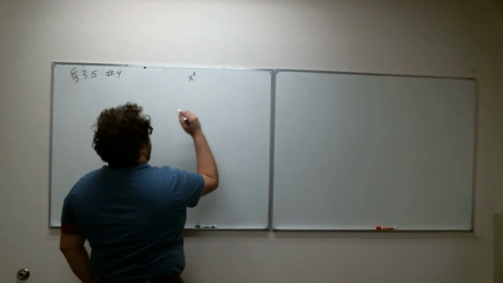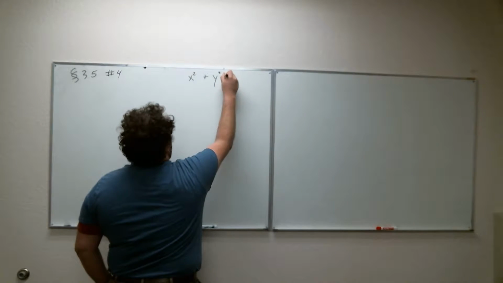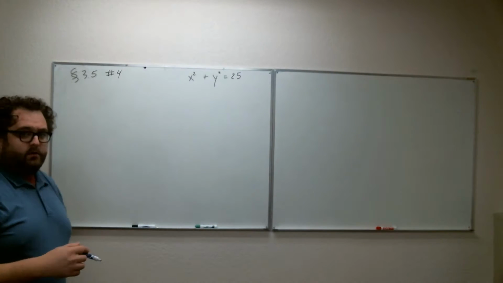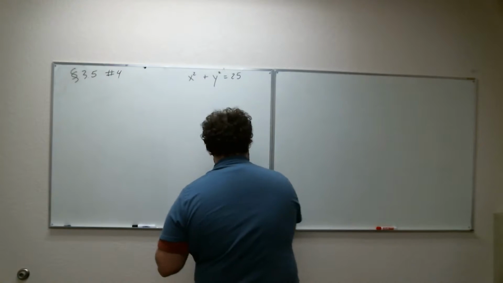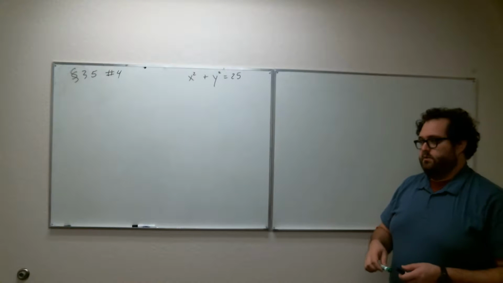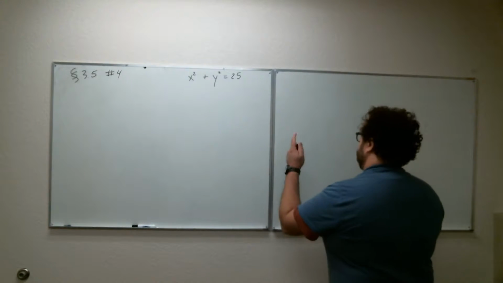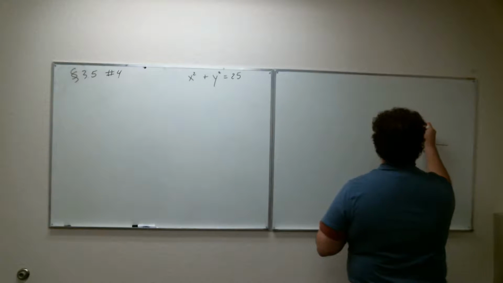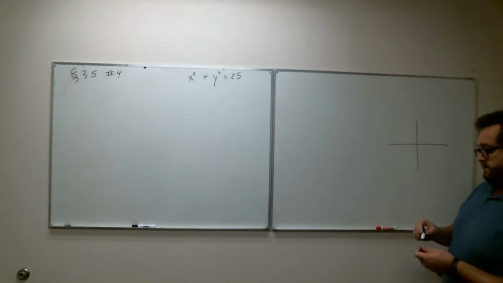Everybody's will be slightly different, but I'll just say x squared plus y squared equals 25. Okay? Now, if we all recall what that looks like, that is a circle. In fact, I just discussed this with my college algebra class yesterday. That is a circle with the center at the origin and a radius of 5.